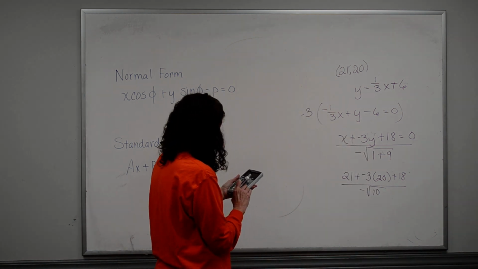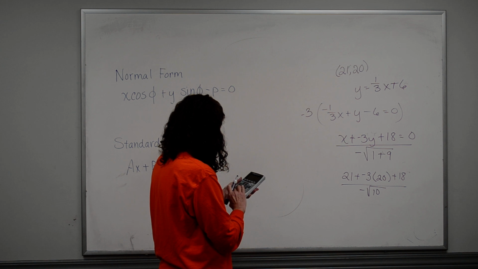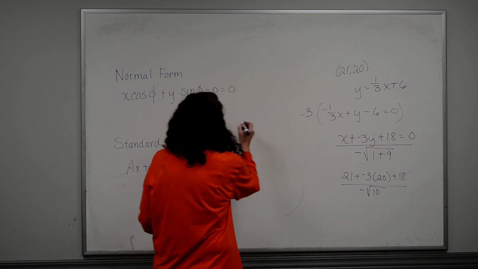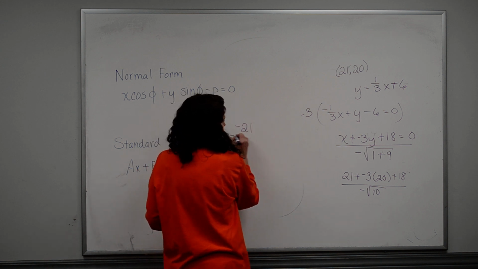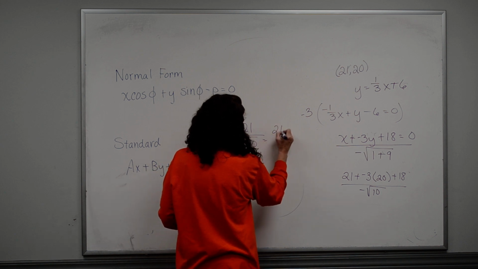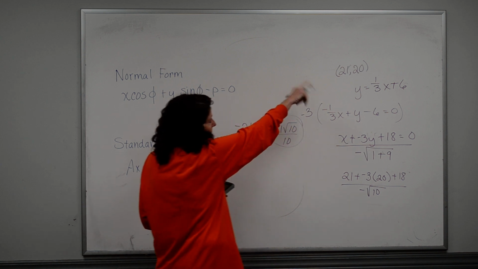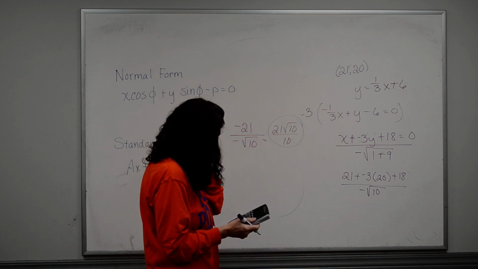21 minus 60 plus 18. So I get a negative 21 divided by a negative square root of 10, which is going to give me a 21 square root of 10 over 10. And that's going to be my distance between those.